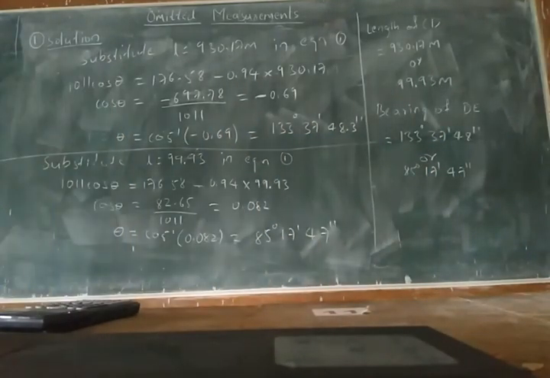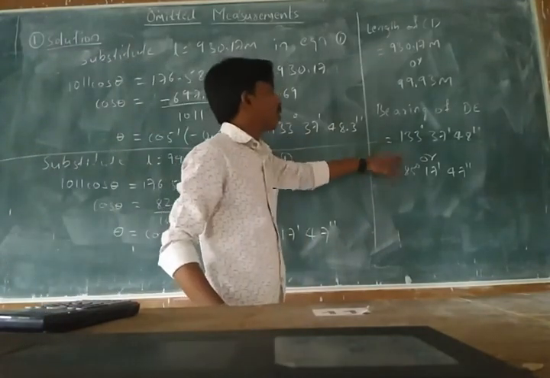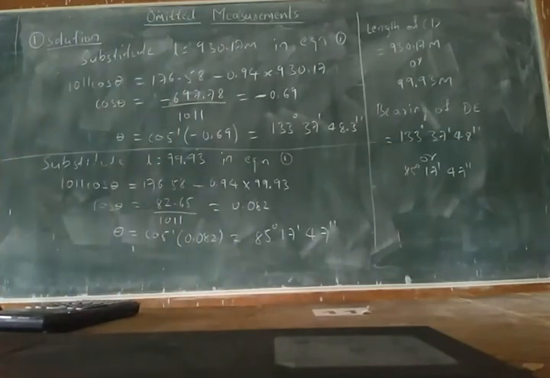So these two are the length of CD and these two are the bearing of DE. So this completes the first problem of omitted measurements.